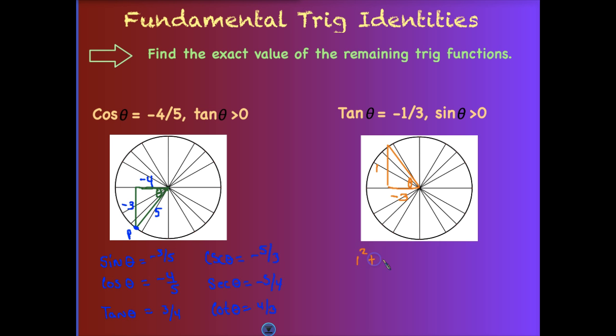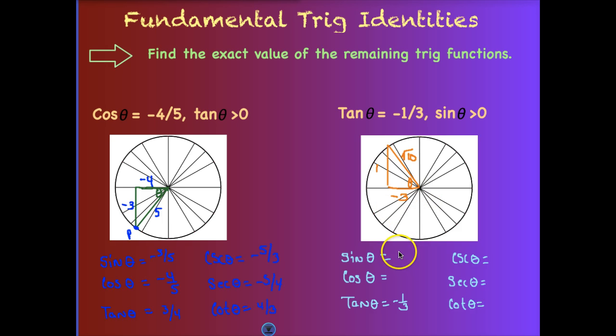We have 1 squared plus a negative 3 squared would equal our hypotenuse or radius squared. We would get 1 plus 9 is equal to r squared. Therefore, r squared is equal to 10. And if we go ahead and take the square root, we get a hypotenuse of the square root of 10. Now we're in a position where we can find the other 5 trig functions.